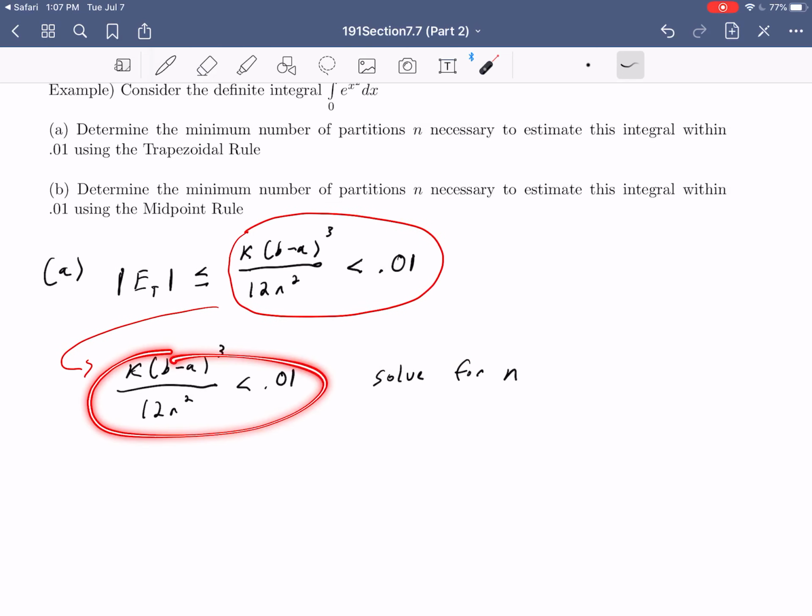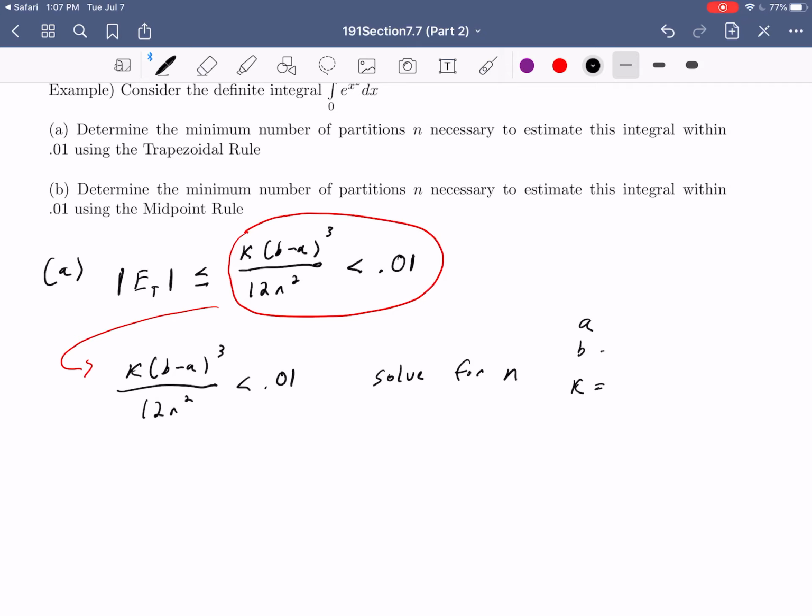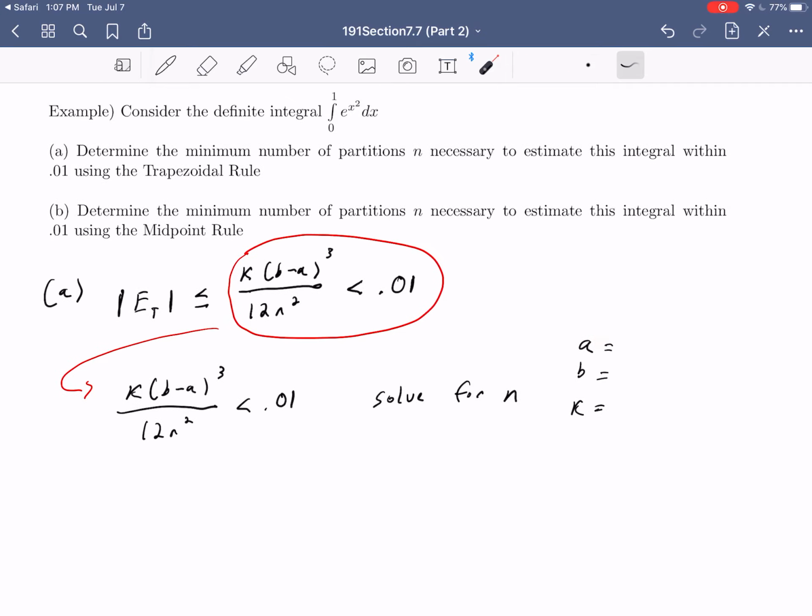So that means that in this expression, n is going to be the thing we're going to be solving for, so we need to know K, b, and a. So we need to know a, b, and K to proceed from here. So, of course, a and b are just the ends of the interval, which we have to have. So we know that a is going to be 0 and b is going to be 1. So that should be nice and easy.